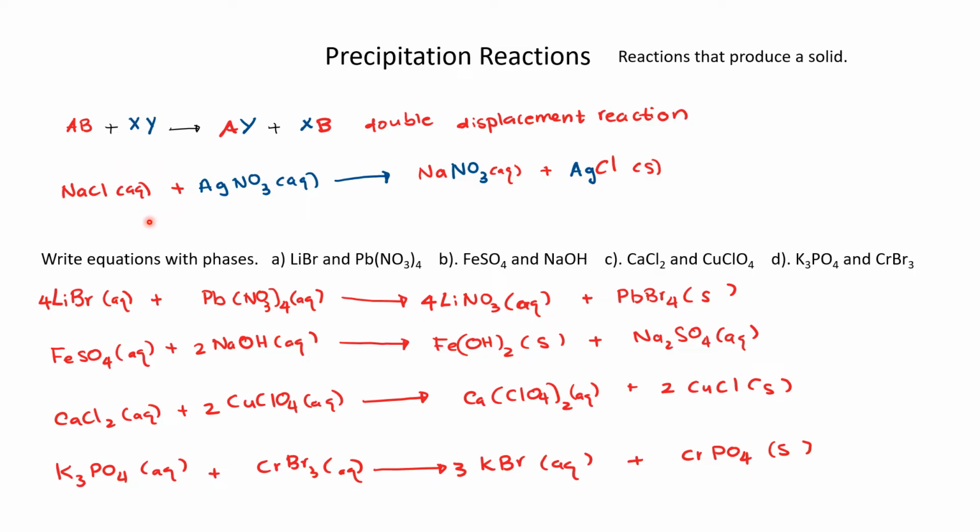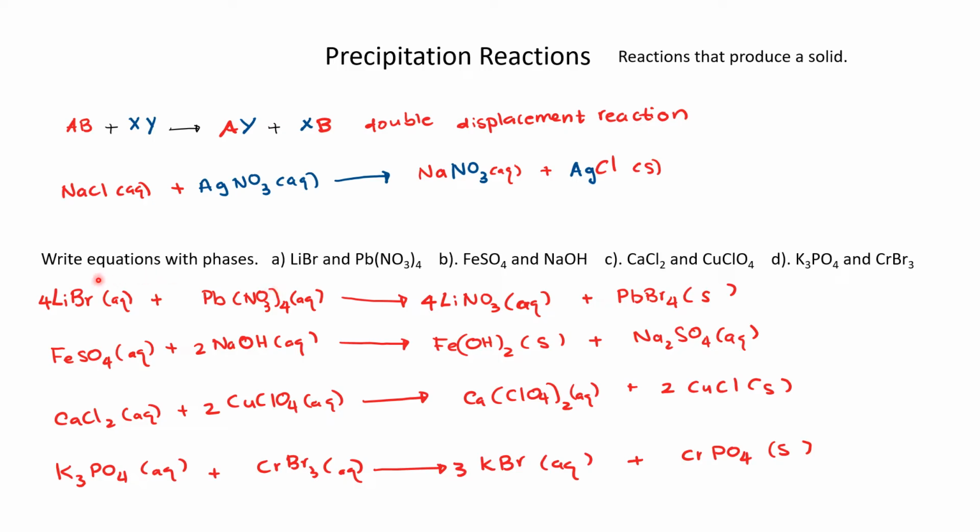So we are going to use the solubility trends to predict the phase of each of these components. Sodium chloride, according to rule number 1, is soluble. That means it's aqueous. Silver nitrate, according to rule number 2, is soluble. So this is aqueous as well. Sodium nitrate, according to rule number 1, is aqueous. Silver chloride, according to rule number 3, is insoluble. That means it is a solid. So this is our precipitate.